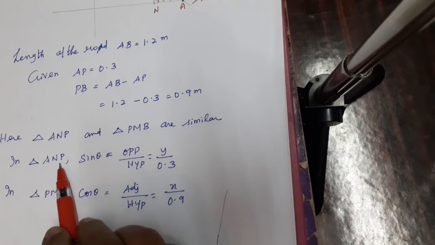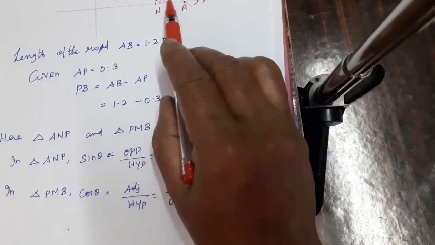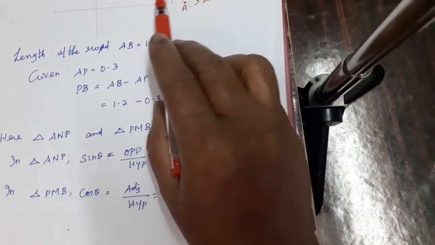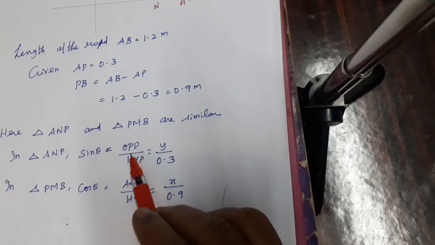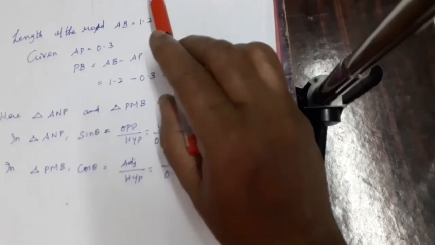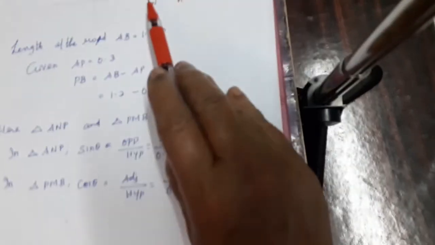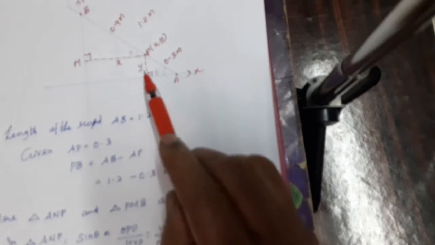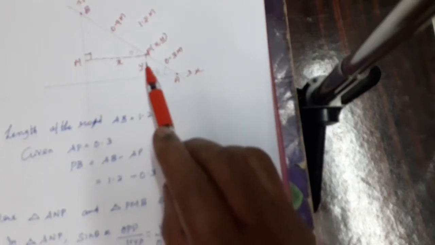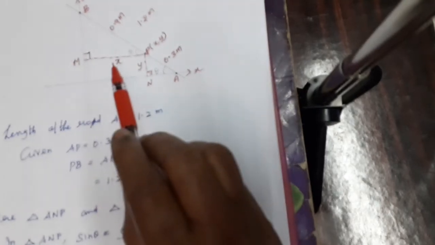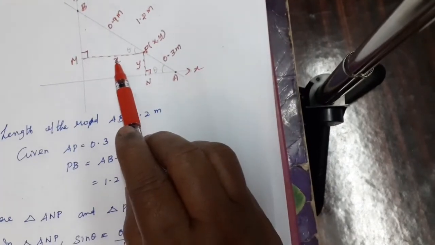So in triangle ANP, sin theta is opposite side by hypotenuse. What is the opposite side? See the diagram. If you understand the diagram, the sum is very easy for you. Using sin theta you find the value for y, and using cos theta you find the value for x.